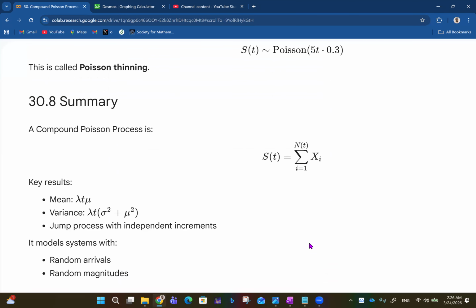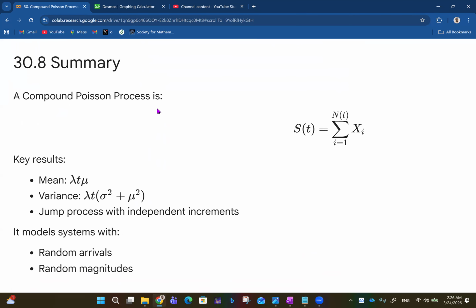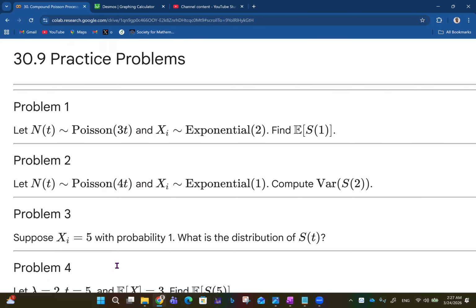So in summary, for compound Poisson process, we know that a compound Poisson process is S of t equals summation from i equals 1 to N of t of xi. And we have the key result that the mean is lambda t mu. Variance is lambda t times sigma squared plus mu squared, and then the jump process with independent increments is also there. So it models systems with random arrivals and random magnitudes. So we have practice problems as usual.